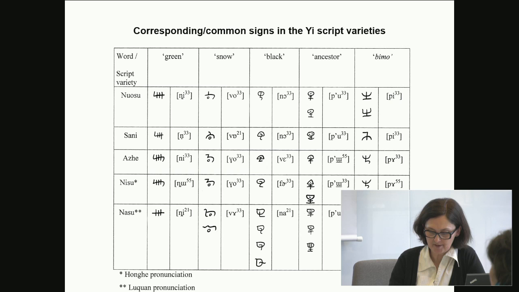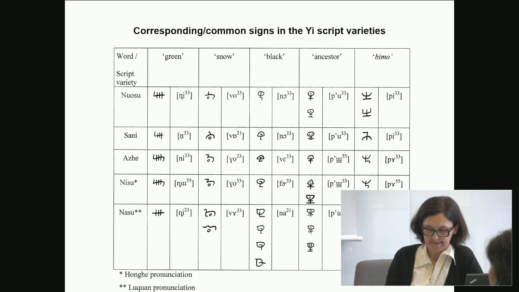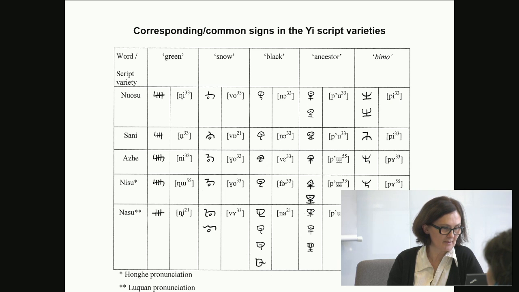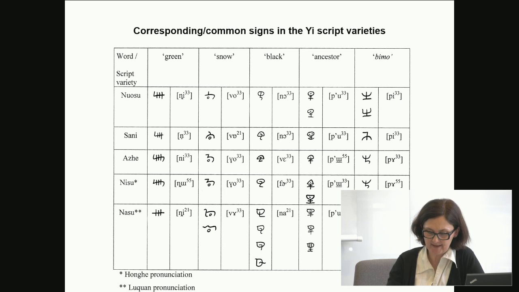The main feature which distinguishes the graphs of the NOSU variety in terms of the formal appearance of the graphs is the straight stroke and circular or oval shapes of certain graphs, whereas the corresponding signs of NOSU and SANI and sometimes also of other script varieties are often triangular, and NASU ones are fairly irregular in shape. Besides, the strokes of the NASU graphs are often crooked and wavy.